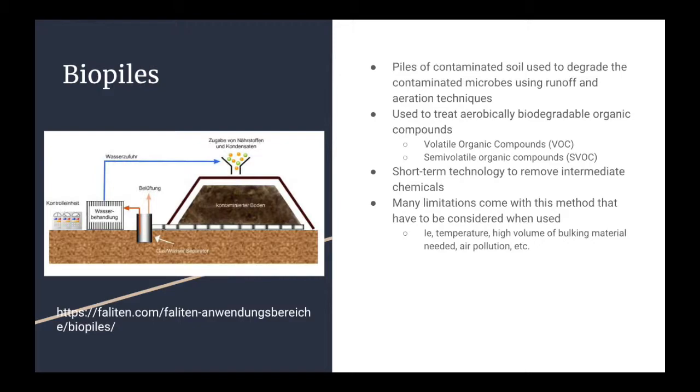Biopiles have many limitations that come with the method to be used, such as constant temperatures, change in temperatures, the volume of high bulking material that is needed, air pollution that can arise from these, and heavy metals that are not treated that can be toxic to the environment when reintroduced. Because of this, these implementations are generally considered to be short-term technologies to remove intermediate chemicals and are not the best method to be used.